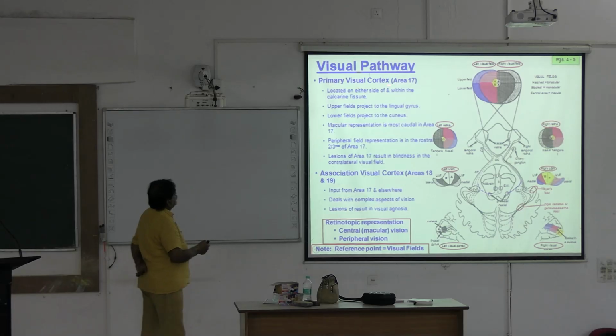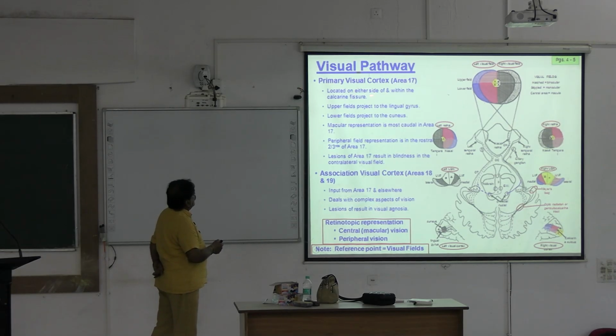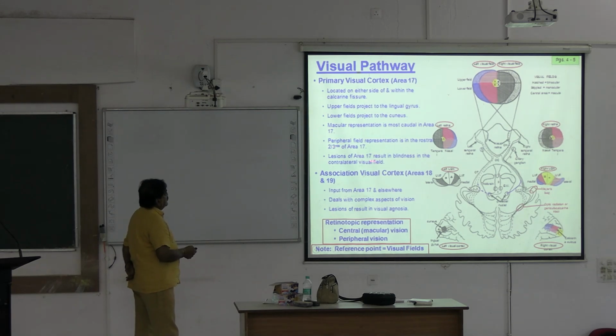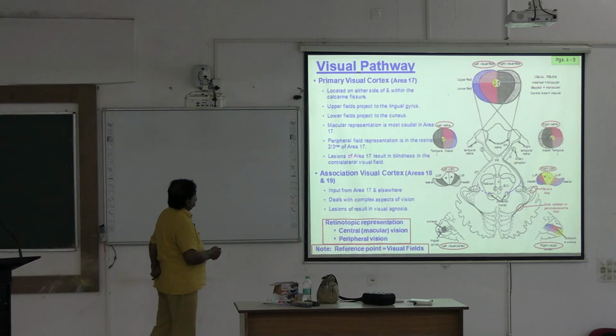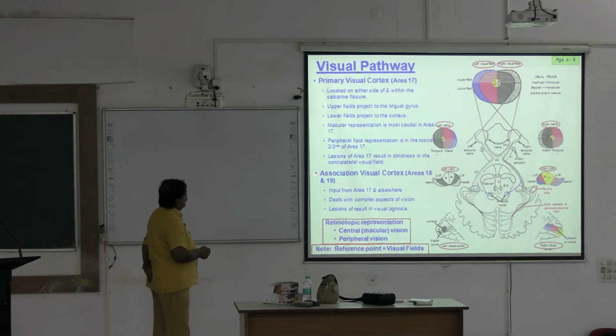Primary visual cortex, area 17, is located on either side of the calcarine fissure. Upper field projects to the lingual gyrus, lower field projects to the cuneus. Macular representation is most caudal in area 17. The peripheral area representation is in the rostral two thirds of area 17. Lesion of area 17 results in blindness in the contralateral visual field.